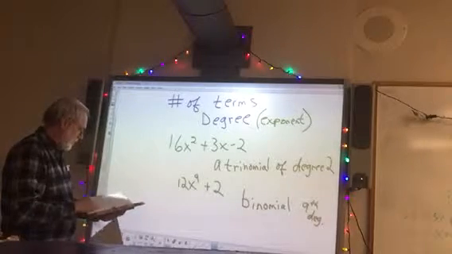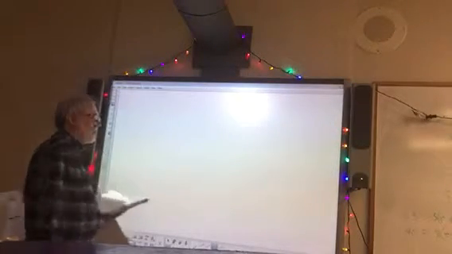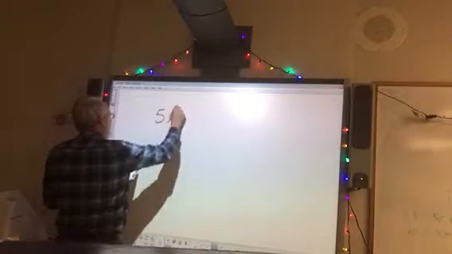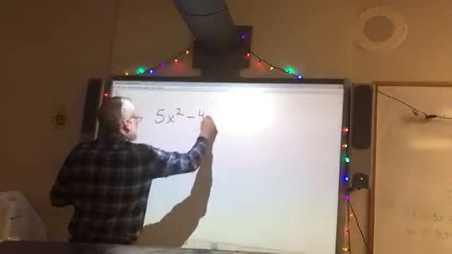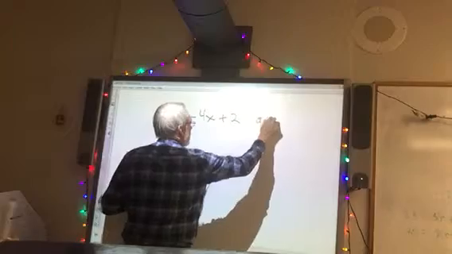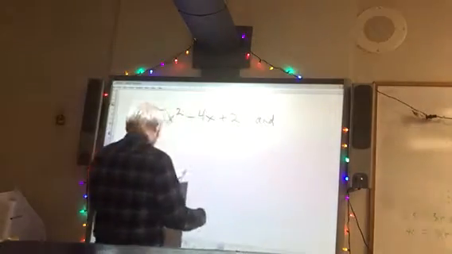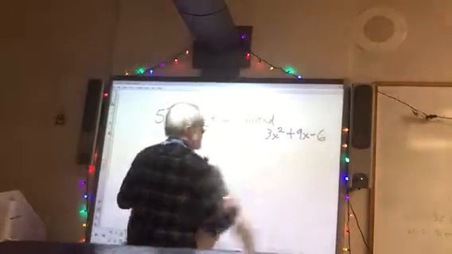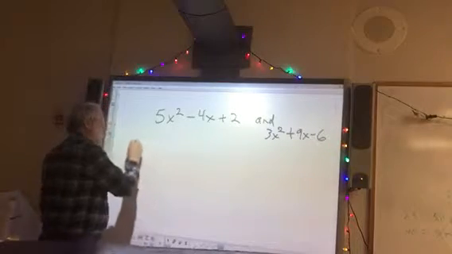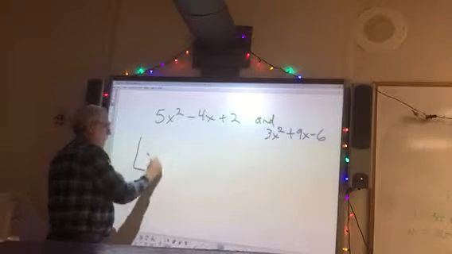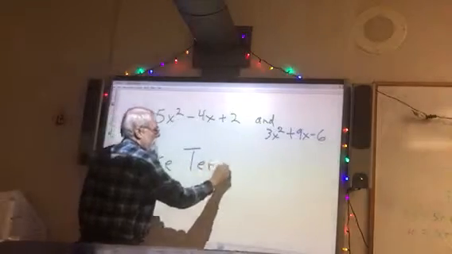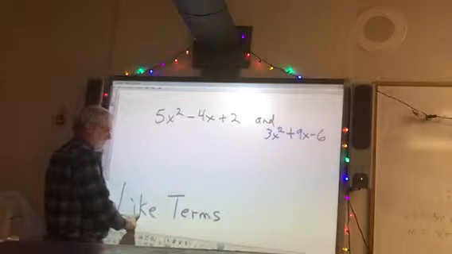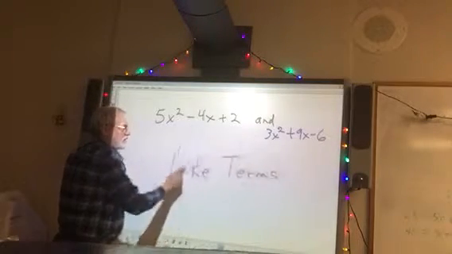That's on page 282. Well, guess what? You can also add and subtract polynomials. So I'm just going to look at the example here. It says to add 5x squared minus 4x plus 2 and 3x squared plus 9x minus 6. The way you want to do it is this whole idea of like terms. I know you've heard this stuff before. Like terms. So what are like terms? Well, we want to talk about like terms.